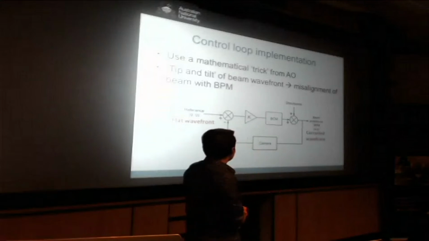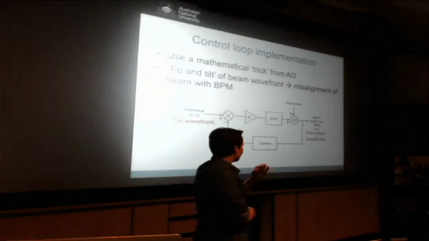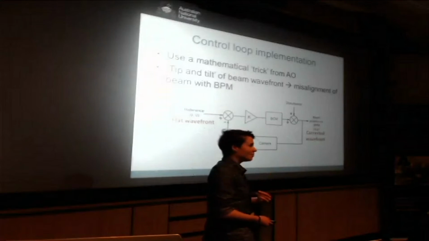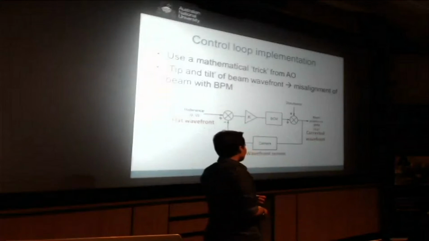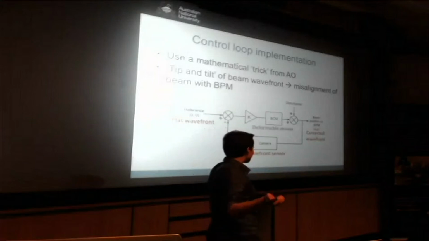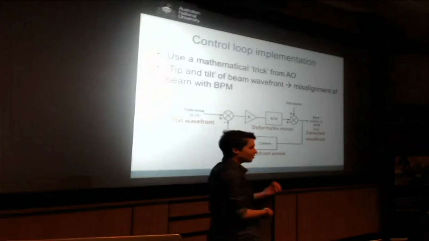So instead of having a reference being the central position of the center of the beam pointing mirror, we think of having a flat wavefront. And over here, we correspondingly have a corrected wavefront as our output. In the feedback path, we think of our camera as a wavefront sensor to measure the tip and tilt of the beam. And in the forward path, for the correction, we think of the beam centering mirror as a deformable mirror, which corrects for the tip and tilt in the beam.